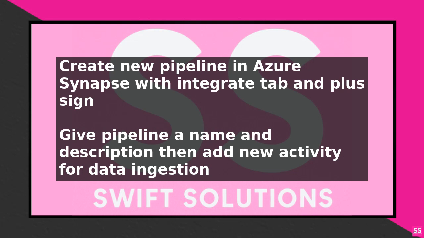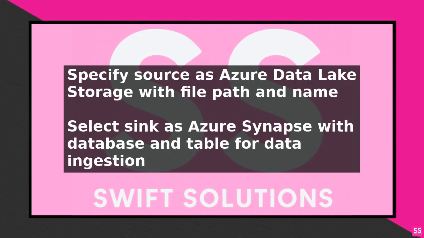In this case, we will be using the Copy Data activity to ingest data from Azure Data Lake Storage. To do this, click on the Copy Data activity and select Azure Data Lake Storage as the source. You will then need to specify the file path and file name of the data you want to ingest.